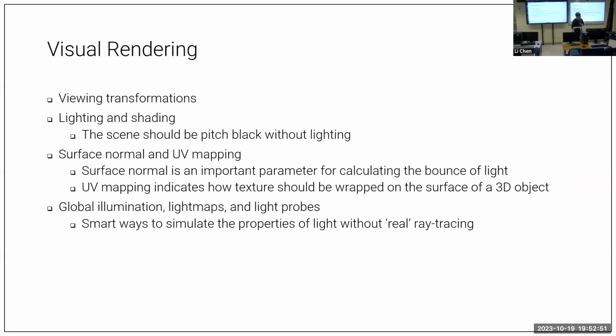Okay, next we are going to talk about visual rendering. Visual rendering is very important because we have already talked about how we represent objects in the scene. But how these objects should look depends on your visual rendering algorithm. This will include something like view transformations, lighting and shading, surface normal, UV mapping, and also global illumination, light maps, light probes, things like that. Let me go through it one by one.